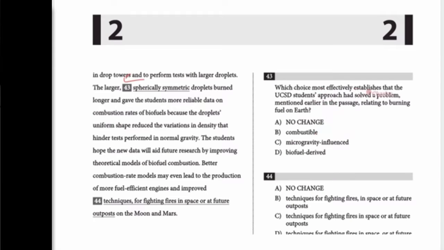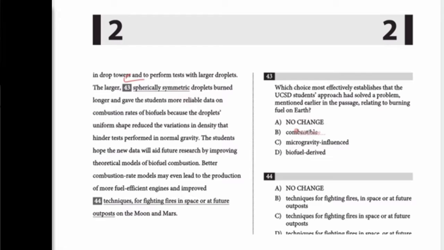Which choice most effectively, I should read the question. Which choice most effectively establishes that the UCSD students' approach had solved a problem mentioned earlier in the passage relating to burning fuel on Earth? Okay. The larger spherically symmetric droplets burned longer. They lost spherical symmetry on Earth, so now they would get spherical symmetry, right? So that could be good.